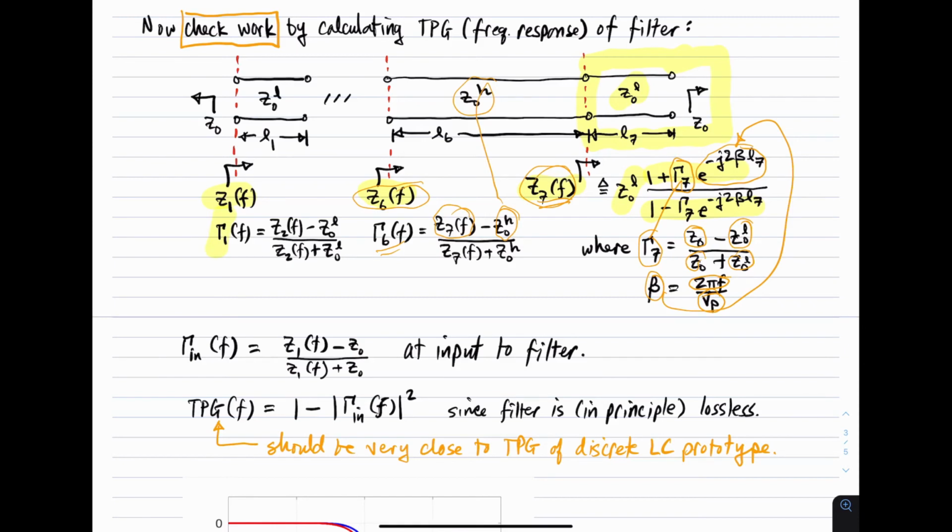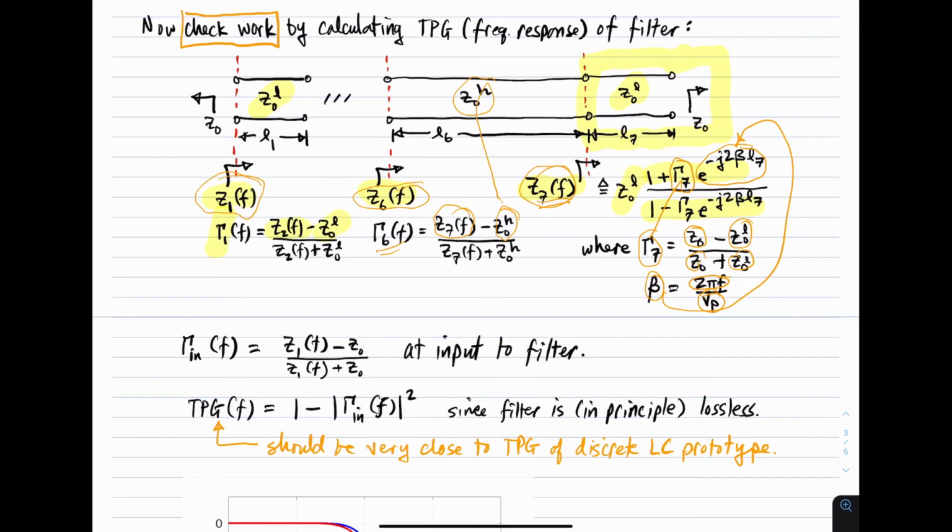Gamma 1 is Z2F minus the characteristic impedance of that section of transmission line. Same expressions otherwise. So now we have the impedance looking into the entire structure. In other words, the input impedance of this filter when it's terminated into Z0. So what are we going to do with that?